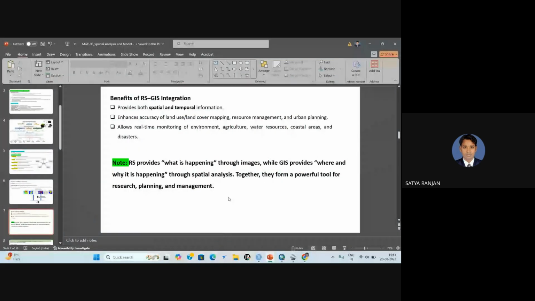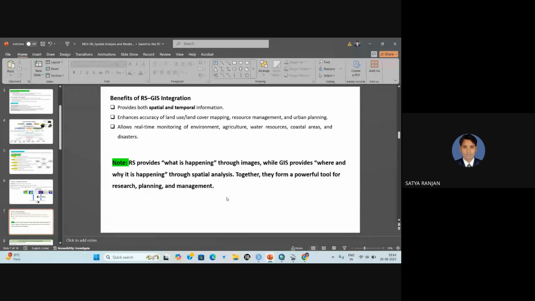Then the benefit is that it provides both spatial and temporal information. Temporal means time-based information. Then it enhances the accuracy of land use, land cover mapping, resource management, and urban planning. Then it allows real-time monitoring of the environment, agriculture, water resources, and all related fields.